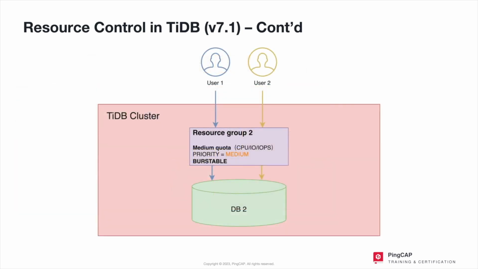Now let's look at a scenario where the load on our cluster suddenly changes. In the beginning, database DB2 has 2 users and a single resource group, 2. This resource group is assigned a medium resource quota. We know this because the priority equal option is set to medium.